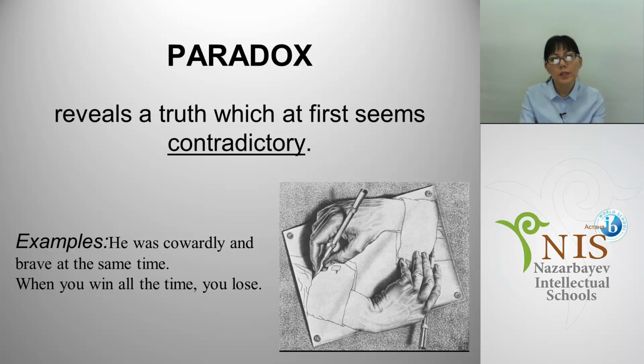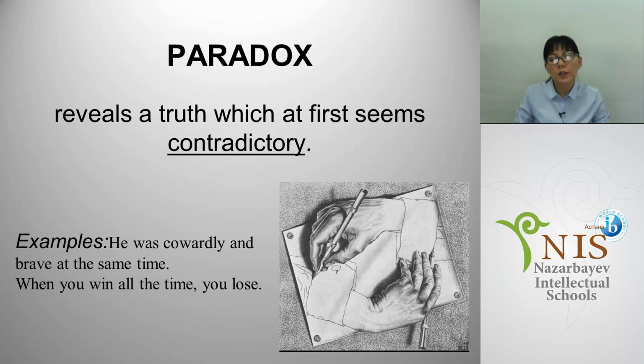Another very interesting example is paradox, a stylistic device that reveals a truth which at first seems contradictory. And here's a picture that can somehow represent this stylistic device. So here is an example. He was cowardly and brave at the same time.